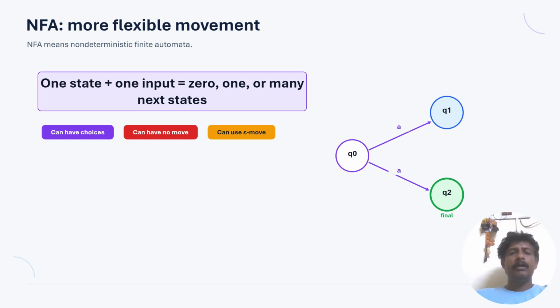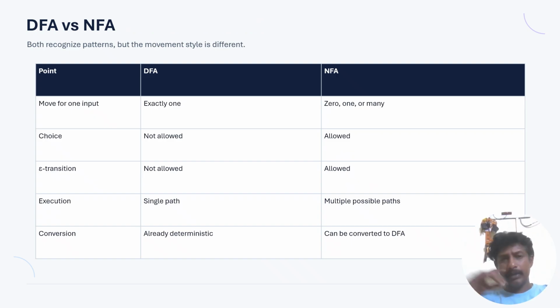At first this may be confusing, but the accepting idea is very simple. If at least one possible path reaches a final state after reading the input, then the NFA accepts the string. So an NFA is like saying: try all possible paths, and if any one of the paths succeeds, it will be accepted.